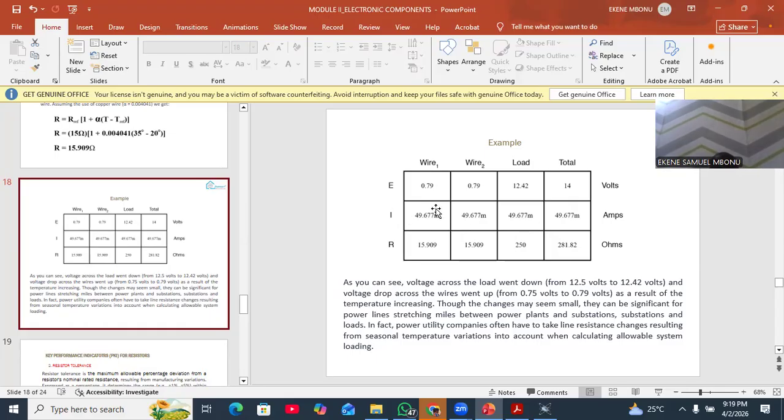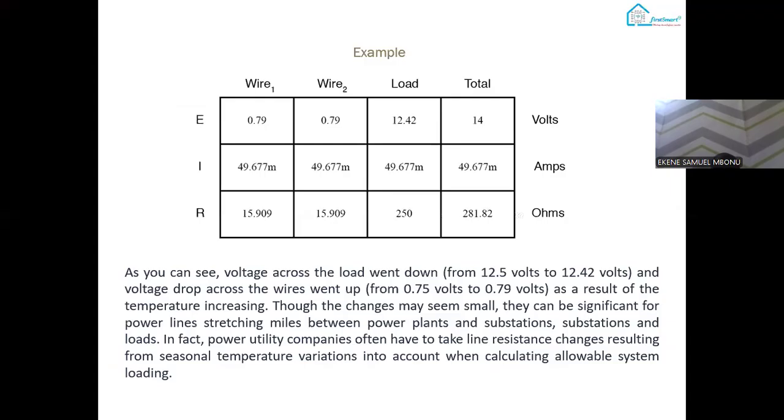Similarly, there is the same current across the entire system now. But the key point here is that you notice that the voltage across your load will decrease, while the voltage across the resistors will increase because their resistance value has increased, and this can bring instability to the entire system. It's a very big concern.